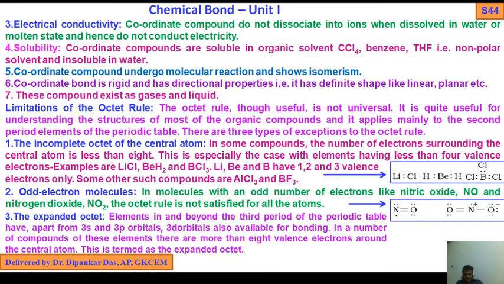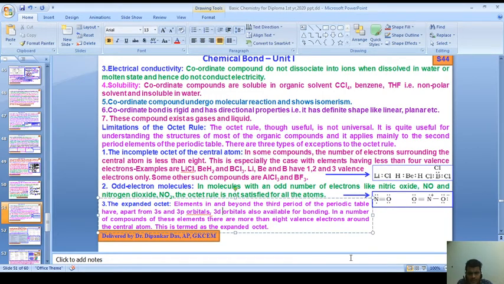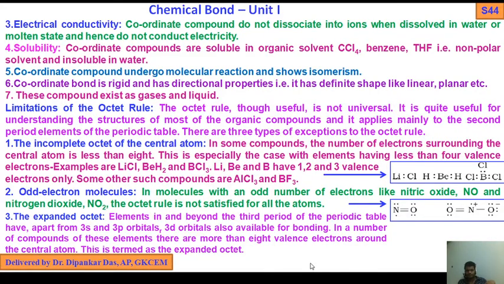Number 3, the expanded octet. Examples are shown in the next slides. Elements in and beyond the third period of the periodic table have, apart from 3s and 3p orbitals, 3d orbitals also available for bonding. In a number of compounds of these elements, there are more than 8 valence electrons around the central atom. This is termed an expanded octet.